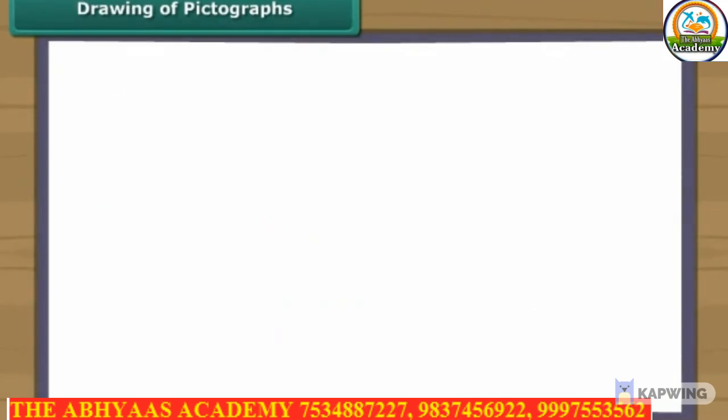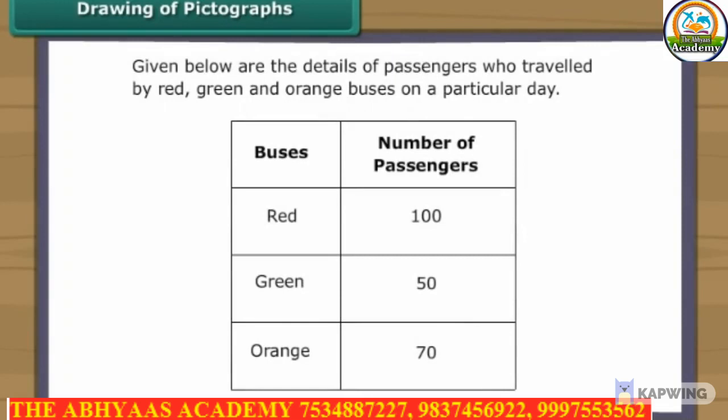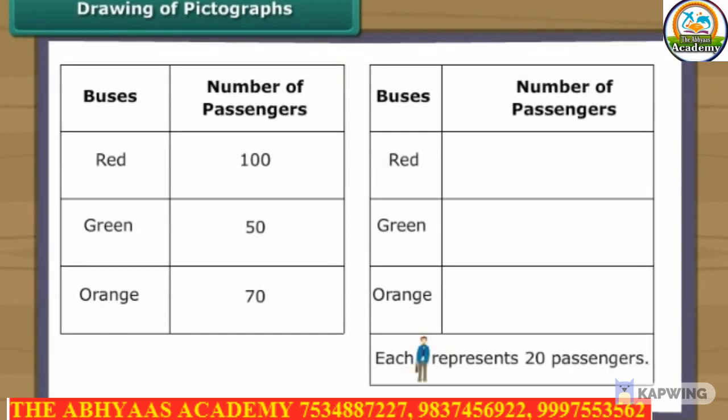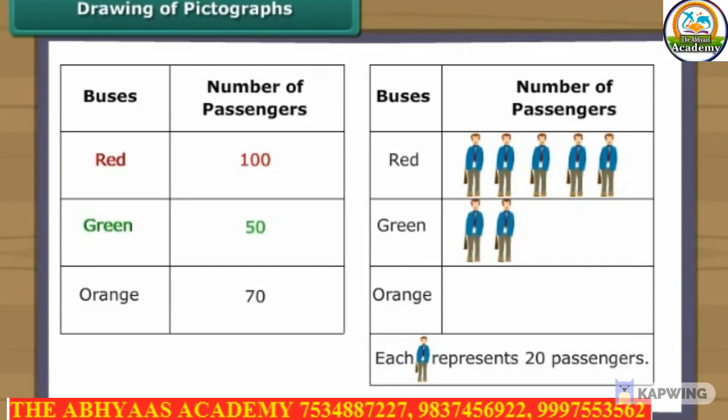Drawing of pictographs. Let us now draw a pictograph with the help of the given data. Let us use the picture of a travelling man to represent the bus passengers. As the numbers are large, we use one picture to represent 20 passengers. The red bus carried 100 passengers. If one picture represents 20 passengers, then 5 pictures will represent 100 passengers. The green bus carried 50 passengers, represent 40 passengers with 2 pictures. Represent the remaining 10 passengers with half a picture. The orange bus carried 70 passengers, represent 60 passengers with 3 pictures. Represent the remaining 10 passengers with half a picture.